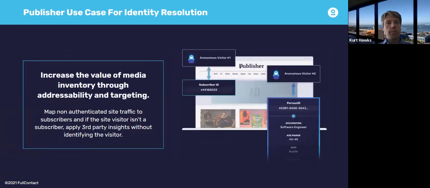So I wanted to talk a little bit about publisher use cases for identity resolution, right? And the linchpin here is all around increasing the value of media inventory through bringing in incremental addressability and targeting. So if you're a publisher, you probably have some great information on your direct mail side. You mail a magazine or something, probably some great information on those customers. Probably have some great information on customers that actually engage with you and choose to log in, because you can tie all your different identifiers together.